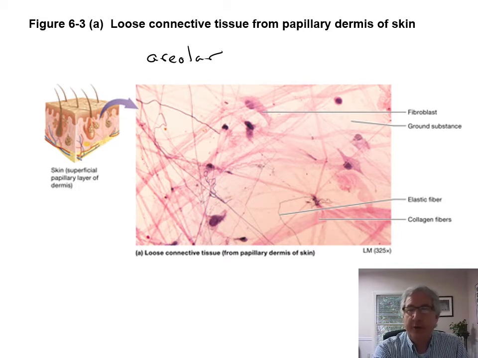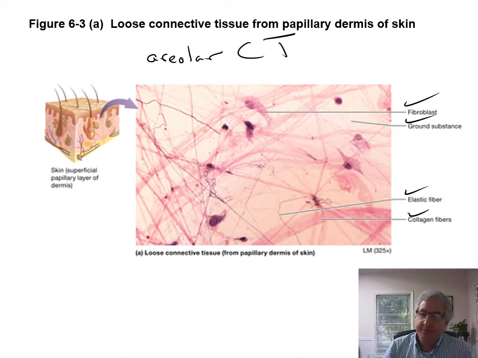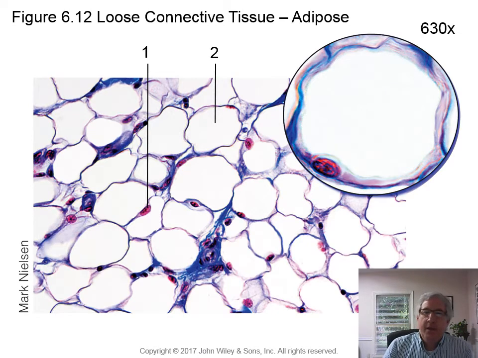But this is areolar connective tissue, and so we have a fibroblast. You can see that there. Then the space between all that is all the ground substance. Here's an elastic fiber, and here's some collagen fibers, a bundle of collagen fibers there. And so I'm going to show you another picture of areolar connective tissue. Next slide. Well, maybe not. Going on to adipose tissue, another type of loose connective tissue. I think I took that slide out, sorry.